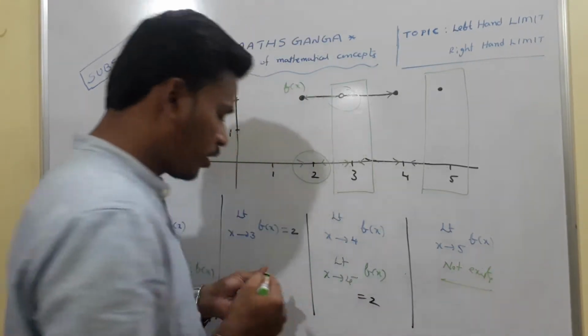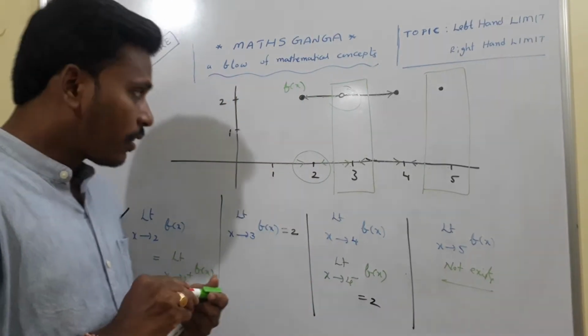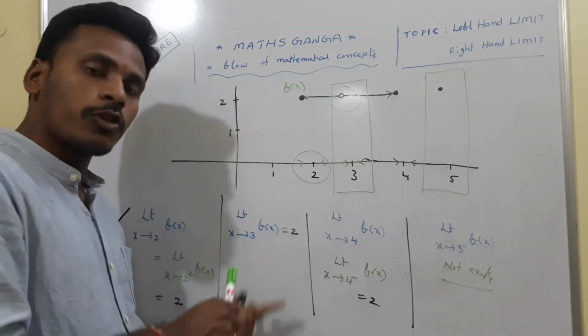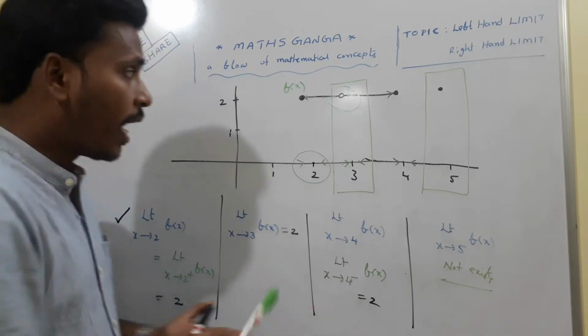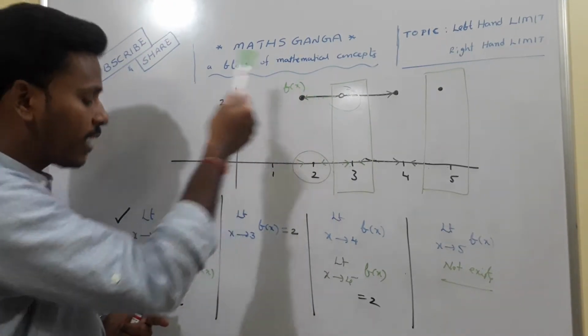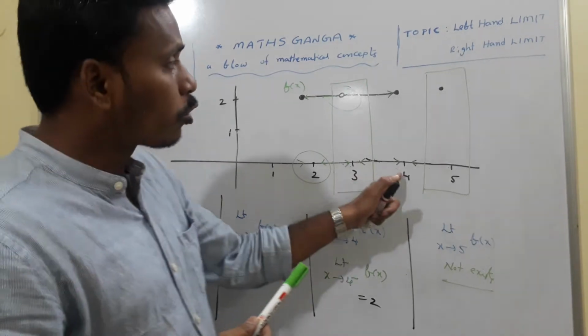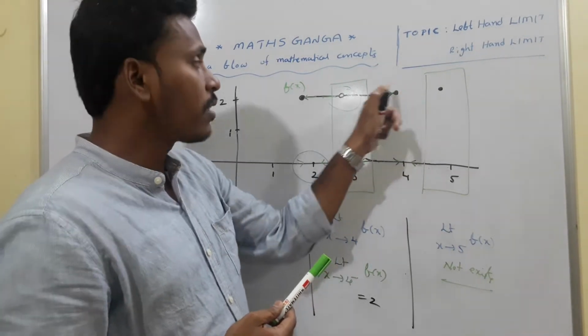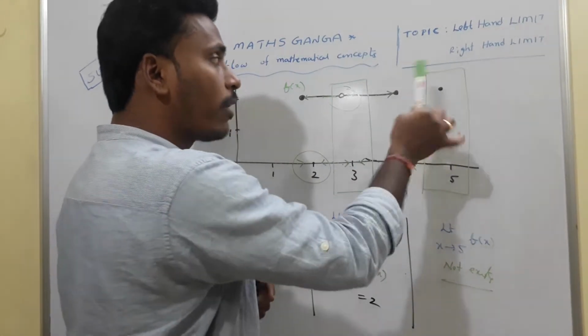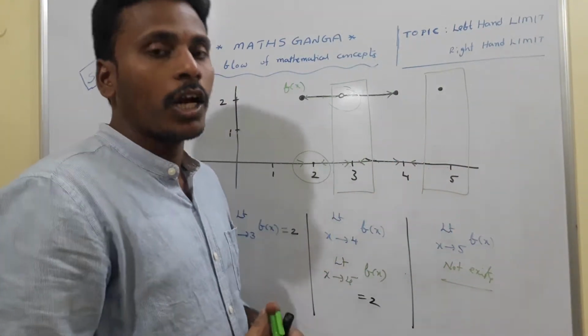So for this function, if you observe, the limit value at x equals 3 is 2, which is equal to both LHL and RHL. At x equals 2, left hand limit does not exist, the right hand limit is directly equal to the limit. At x equals 4, right hand limit does not exist, the left hand limit is directly equal to the limit. But at 5, both left and right do not exist, so limit does not exist.